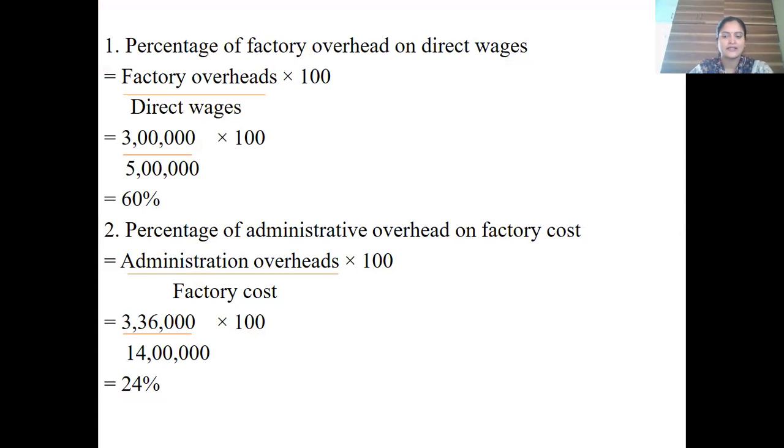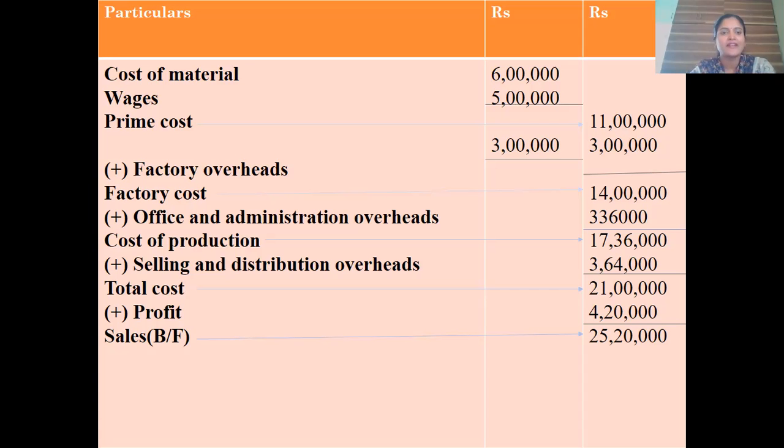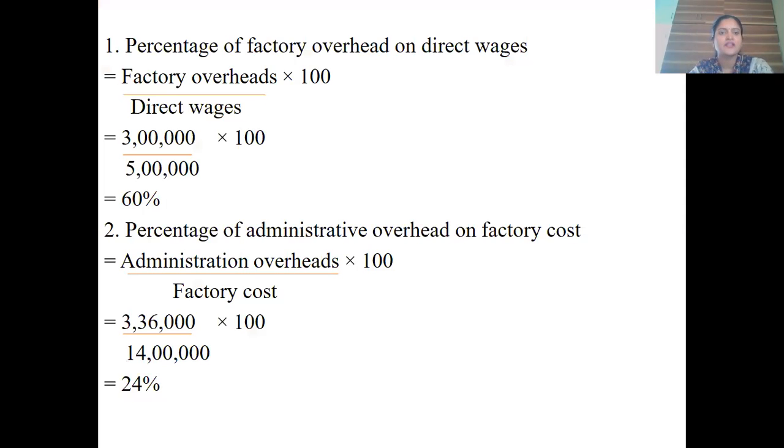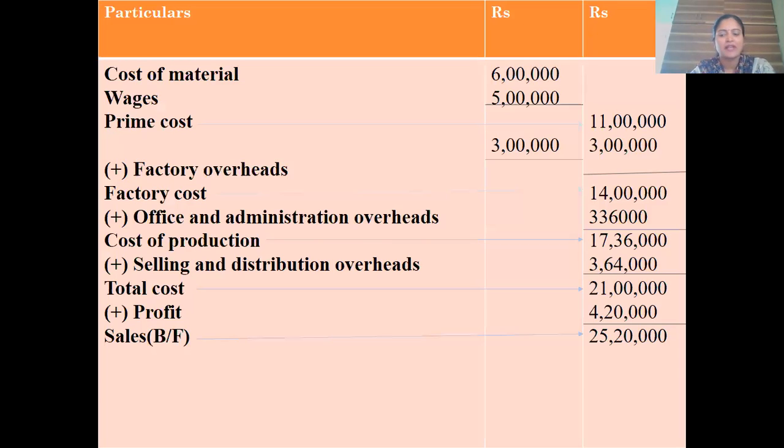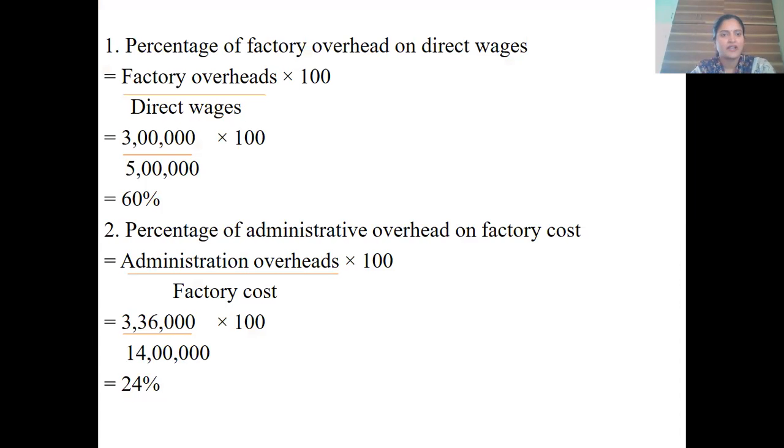If we take this, see in the problem, factory overheads, how much have we calculated? 3 lakhs. Take that 3 lakhs divided by the direct wages. How much are the direct wages? 5 lakhs we have. So 3 lakhs divided by 5 lakhs into 100, you are going to get 60%. Okay, now next, you need to go for the factory overheads. 60% has to be calculated.